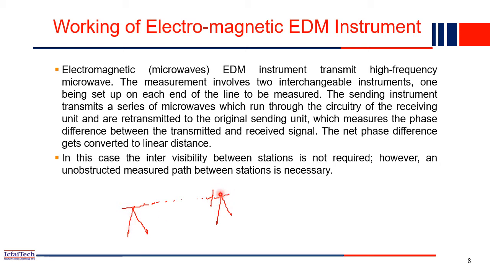Maybe you can use a reflector also here. In that case the microwave gets reflected and comes back here. Again we have in the receiver a phase difference meter. Using this phase difference meter, you can measure how much the phase difference is between the waves. The net phase difference gets converted into the linear distance.